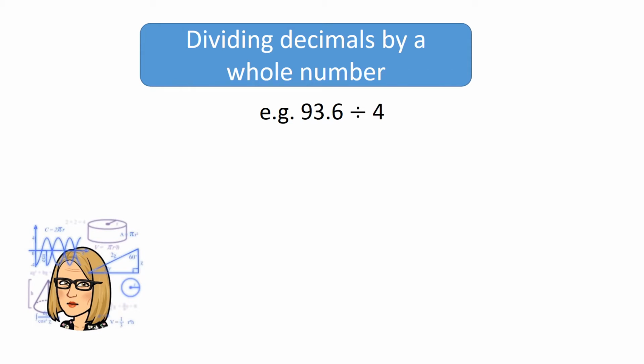That's good. Here's one for you to have a go at. 93.6 divided by 4. Pause the video. Okay, I'm going to draw my bus stop in here. 93.6 divided by 4. So how many 4s are there in 9? There's 2 with 1 remainder. How many 4s are there in 13? 3 times 4 is 12. So there's 3 with 1 remainder, but I've got to put my decimal point in. How many 4s are there in 16? And the answer is 4. So my answer is 23.4.